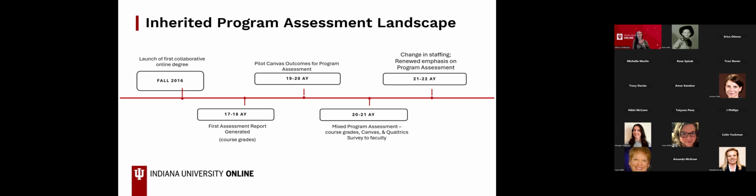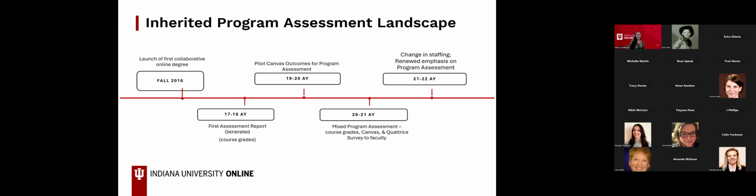So when the first collaborative online degree was launched in fall 2016, program assessment support was an afterthought. Assessment data was not systematic and was initially generated from course grades without any particular assessment instruments clearly defined or aligned to program outcomes. There were some efforts, especially in the 2019-2020, 2020-2021 academic years, to sustain or build up a concept of program assessment across and between programs.